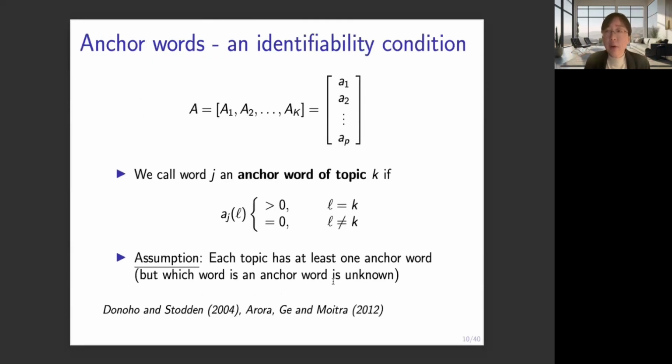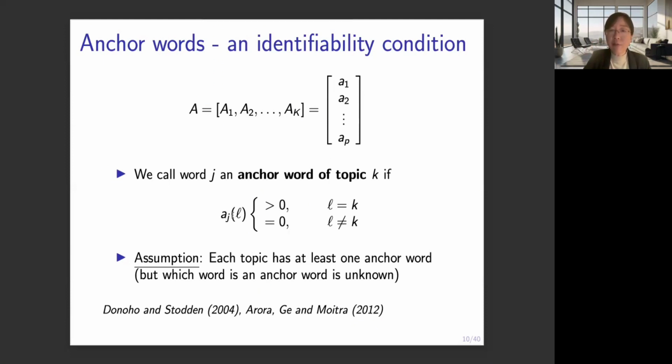Okay, so the topic model itself is actually not identifiable, so we need some identifiability condition for that. One popular identifiability condition is the anchor word condition. Here I put the K topic vectors together, and I get a P by K matrix. If I look at it column by column, it's a topic. But if I look at it row by row, each row represents a word.